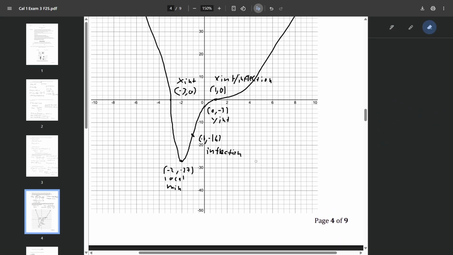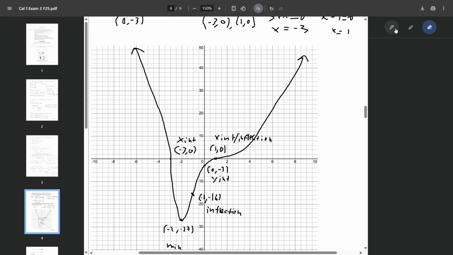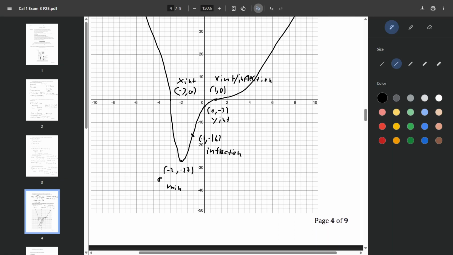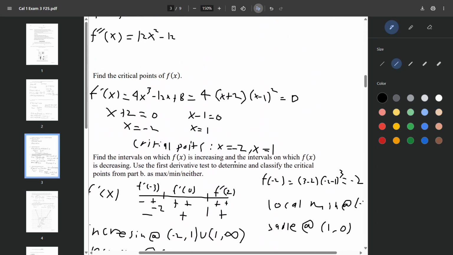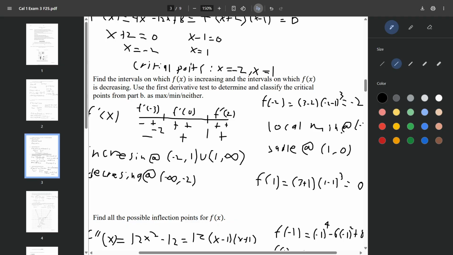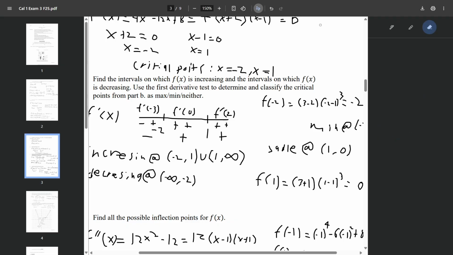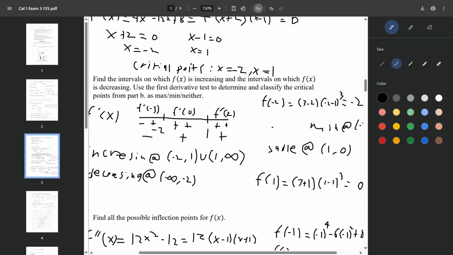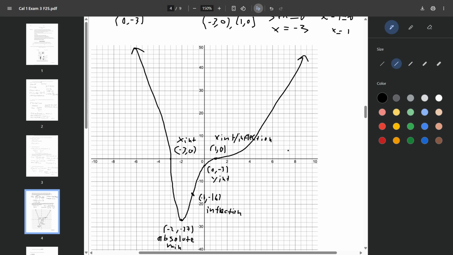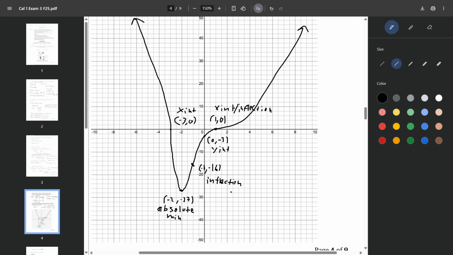Sorry, my bad. This isn't local. This is an absolute minimum because our graph is increasing from both sides. So let's go back up to where we said it was local min and change that to absolute, because our graph is only decreasing during that part. So it will definitely be the lowest point. I apologize for that. But yes, now our graph should be correct.